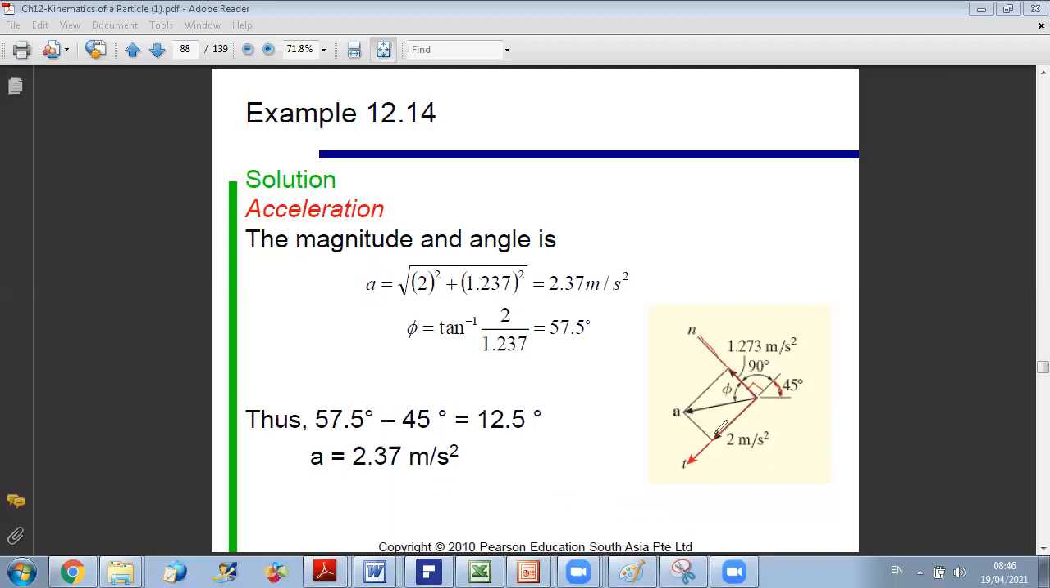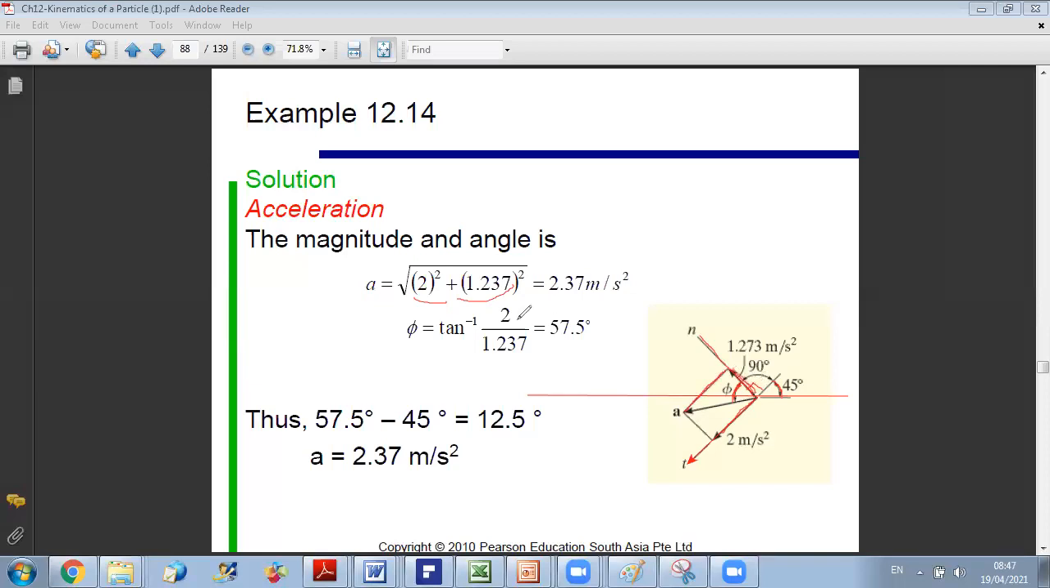Now, how do we determine the angle between the acceleration and the fixed reference, which is the horizontal line? If I want to represent the direction of my total acceleration, the technique is as follows. Since I determined AT and AN, I know these two components, so I can find the angle between UN and the total acceleration. I can find phi by simply saying that tangent of phi is AT over AN.